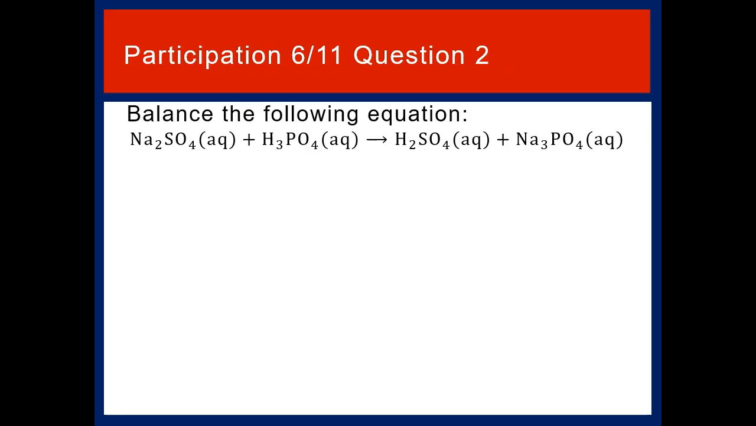Participation 611, question 2. Balance the following equation. Na2SO4 aqueous plus H3PO4 aqueous becomes H2SO4 aqueous and Na3PO4 aqueous. This is the second question on participation 611, due Thursday, June 11th at 11:59 p.m. over on Blackboard. Link to the assignment is right below the links to these videos. Again, balance the following equation. Na2SO4 aqueous and H3PO4 aqueous becomes H2SO4 aqueous and Na3PO4 aqueous.